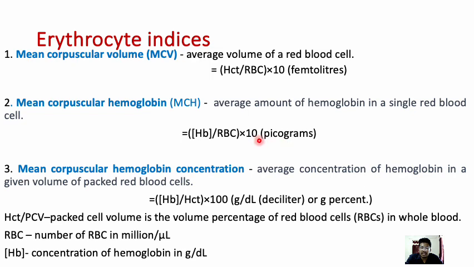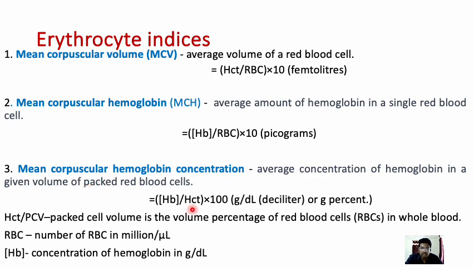So you will get the result in picogram. Please study the units, they are important. The mean corpuscular hemoglobin concentration is the average concentration of hemoglobin in a given volume of packed red blood cells. Here you have seen in the mean corpuscular hemoglobin, it is RBC that comes as the denominator.